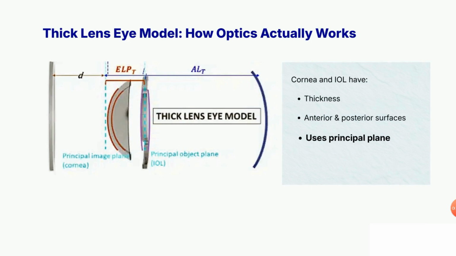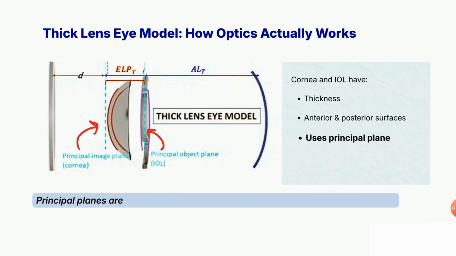In the thick lens model, we treat the cornea and the IOL as they truly are. The optical elements with thickness, with anterior and posterior refracting surfaces. Analyzing such systems directly is complex, so optics uses a powerful simplification tool. And what is that? That is the principal plane. Principal planes are theoretical reference planes that allow us to replace a thick lens with an equivalent thin lens that behaves identically from an optical standpoint. In simple terms, lenses do not act from their surfaces, they act from their principal planes.